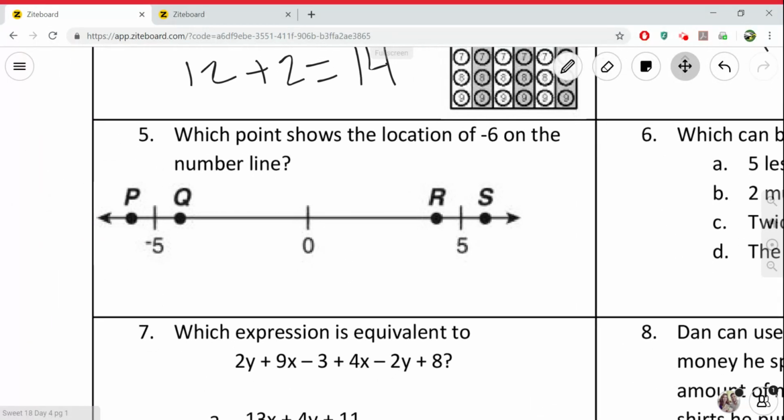Question number 5 says, which point shows the location of -6 on the number line? So if I look at this, I've got 1, 2, 3, 4, 5. That should be 4 right here. 6. So it's P is the correct answer here. It's not Q because that's going in the wrong direction for the negatives.